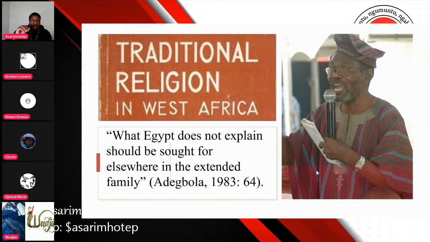So in that spirit, there are words that we just really don't know what they mean, or the meaning is kind of obscure. And so in those cases, that's why Dr. Modupe Oduyoye states what Egypt does not explain should be sought for elsewhere in the extended family. You should look in the extended family for cognates, and then examine all of the cognates and how it is used in those languages, and then you'll get a better sense of the spirit behind the term as it is found in ancient Egypt, right?